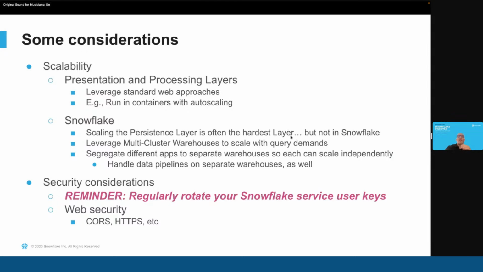So again, as we discussed, for the presentation and the processing layer, you can use all kinds of architectures and frameworks in order to provide a highly available and scalable solution, like containers running on Kubernetes, using the auto-scaling features of those frameworks in order to serve concurrent users and provide a good experience for your users.